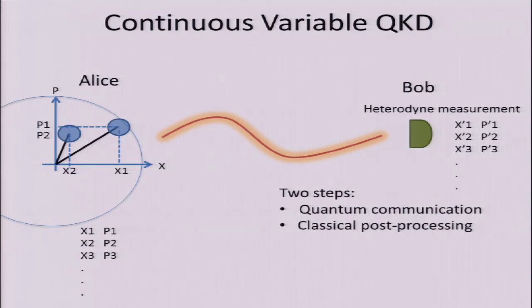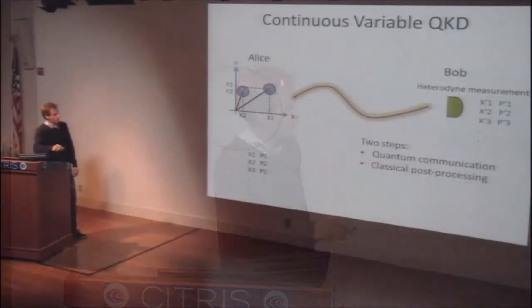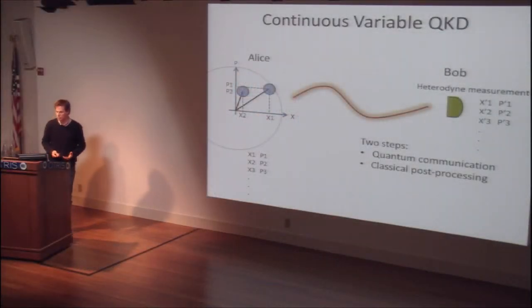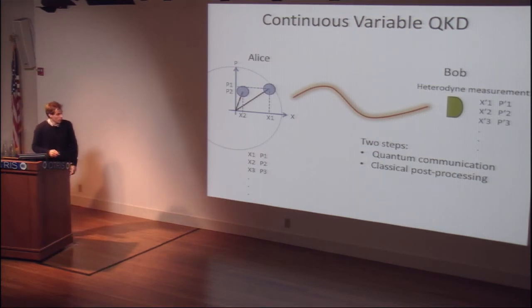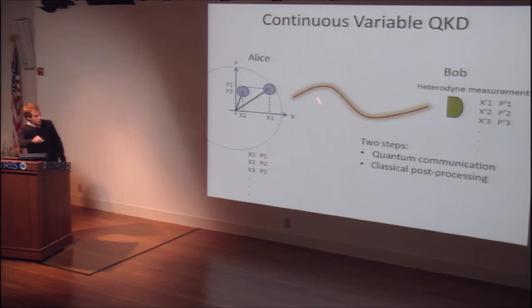There will be some noise involved in this measurement and also in the preparation, because we have placed this noise disk on top of our state, because we know that coherent states are intrinsically quantum mechanically noisy. So there is some noise here, represented by this disk, that we cannot get rid of. And this is actually the thing that gives rise to security in the system. Okay, so this is the first step. This is the quantum communication step.